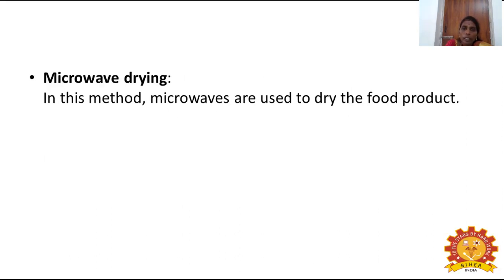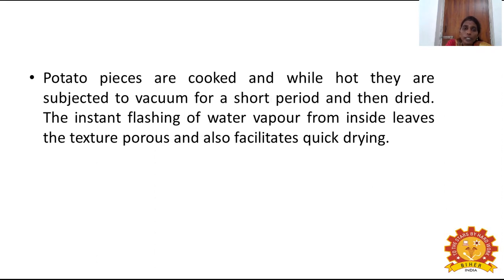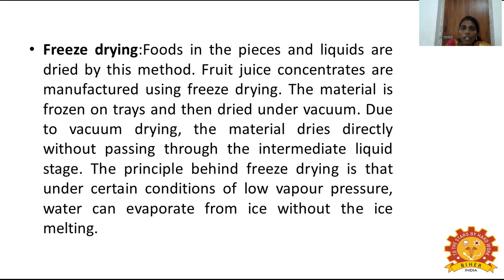Microwave drying. In this method, microwaves are used to dry the food product. Vacuum puffing and dehydration. For drying at a comparatively low temperature, vacuum dryers are necessary. Puffing of food is obtained by sudden application of vacuum, generally used for preparation of orange juice powder or preparation of potato pieces with porous structure. The potato pieces are cooked and while hot, they are subjected to vacuum for a short period and then dried. This instant flashing of water vapor from inside leaves the texture porous and also facilitates quick drying.